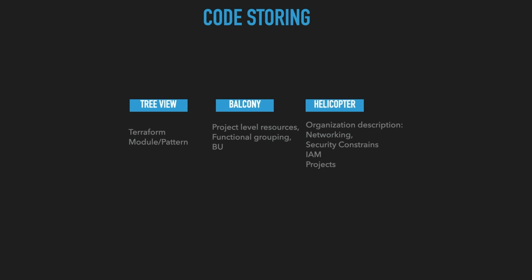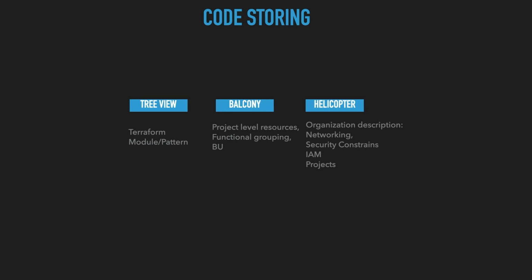Helicopter view, we simply describe the resources that belong to the organization. Like networking. If we have a huge organization, we don't want every single project to manage the network for itself, and we would like to have centralized managing of the network. So we put the network management under the organization, security constraints under the organization, IAM bindings, etc. under the organization, and projects, those shells for resources, we also put under the organization.